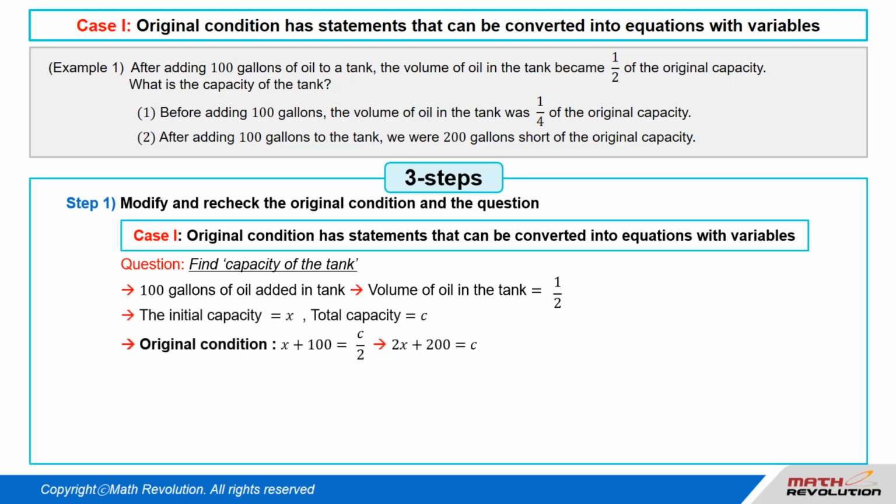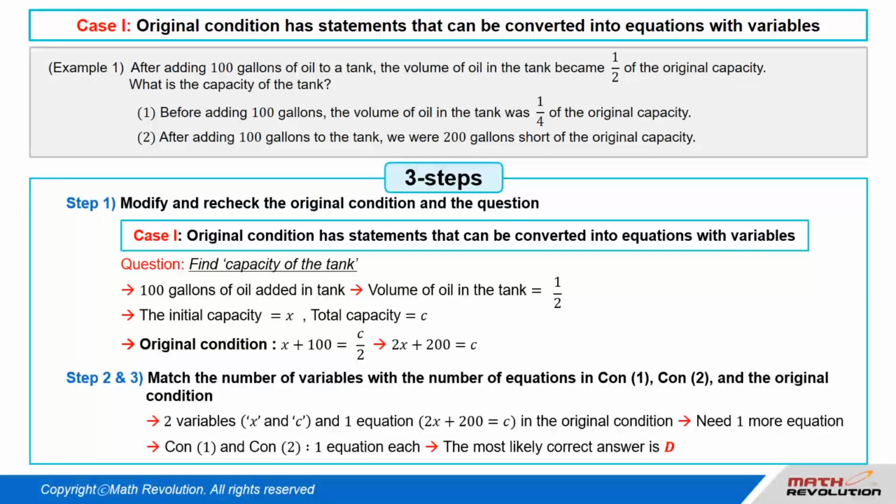Let's take the initial volume to be X and the total capacity to be C. The original condition further tells us that X plus 100 equals C/2, or 2 times X plus 200 equals C.